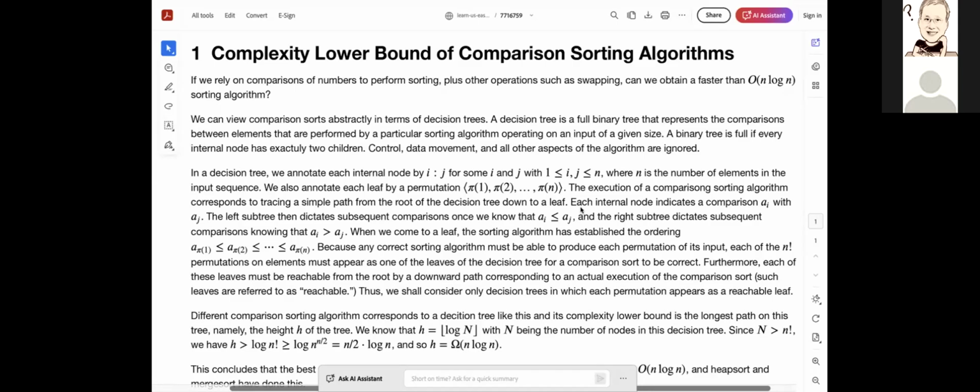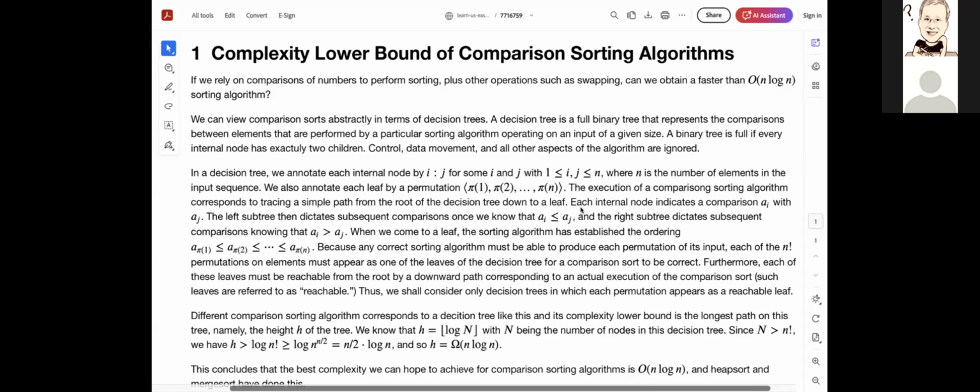Hello, everyone. In this video, we are going to look at the complexity lower bound of comparison sorting algorithms. As you recall, we can use comparisons to sort n numbers. The first algorithm we looked at was insertion sort. Insertion sort is a quadratic time algorithm.